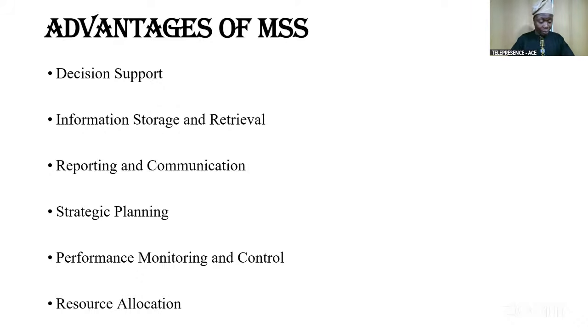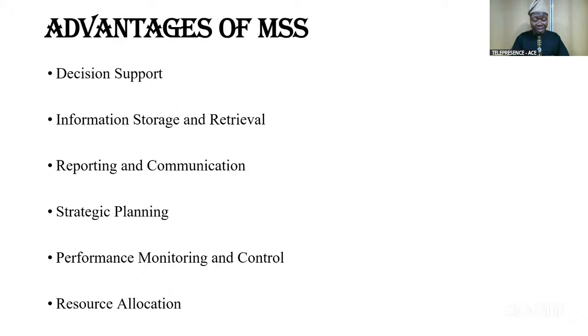Then strategic planning. It makes the manager plan ahead before taking a decision or before entering into any business transaction. So it allows strategic planning. Then performance monitoring and control. It helps to assess and evaluate our performance, how far we have gone, what we have been able to execute, what we are doing now, and how we can even improve on it in order to utilize our resources better. That is performance monitoring and control.